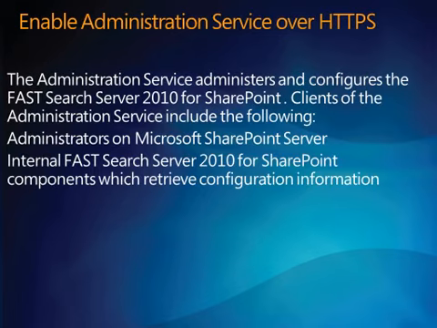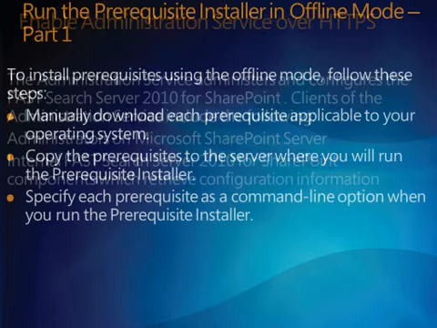The Administration Service administers and configures the Fast Search Server 2010 for SharePoint servers. Clients of the Administration Service include administrators on the Microsoft SharePoint server and internal Fast Search Server 2010 for SharePoint components which retrieve configuration information. By default, this traffic uses HTTP. You can help secure the traffic by using HTTPS. Steps for enabling administration service over HTTPS are outlined in the notes.